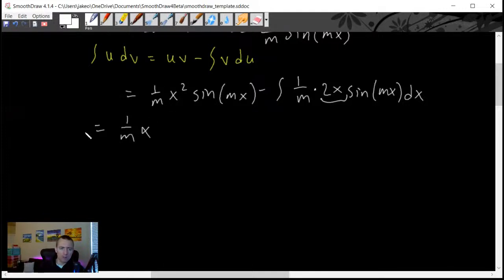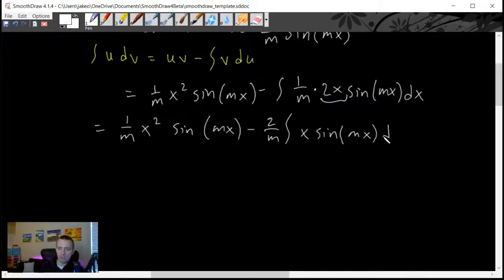What we have out here outside the integral is not going to change at all. We're still just going to have 1 over m x squared times sine of mx minus, and then we can pull the 1 over m out, because m is a constant. We can pull the constant out of our integral. And we can also pull this 2, which is a constant, out of our integral. So we're going to have 2 over m times the integral of x times sine of mx dx.